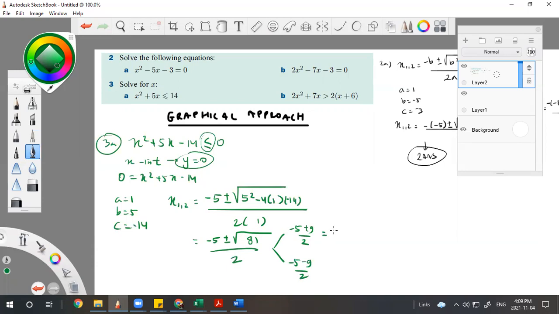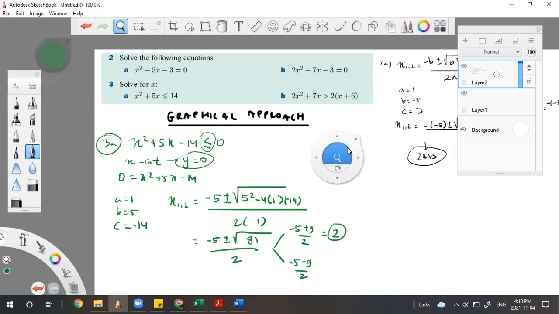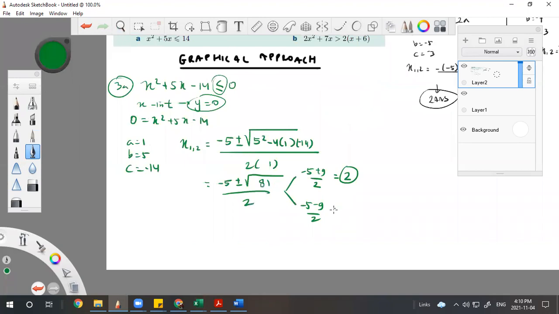So the answer will be 2, right? Because 4 over 2, or negative 7, right? So what next? Put it on the graph. We have 2 here and negative 7. This is 2, this is negative 7, negative 1, negative 2, negative 3, negative 4, negative 5, negative 6, negative 7, right? And is it smiling or frowning? Look at the A. A is 1, so it is a smile.